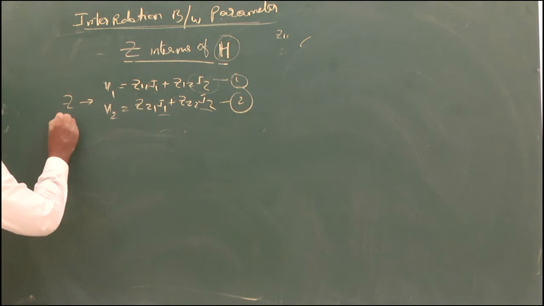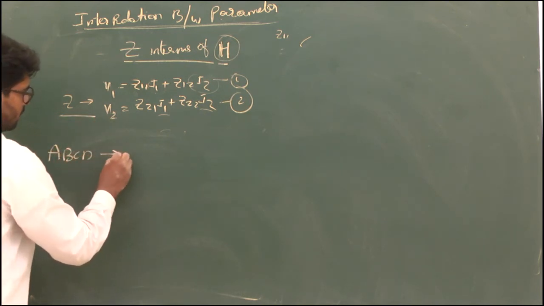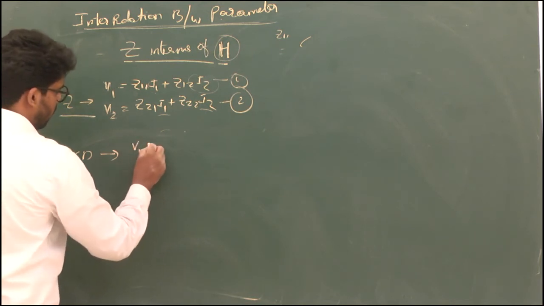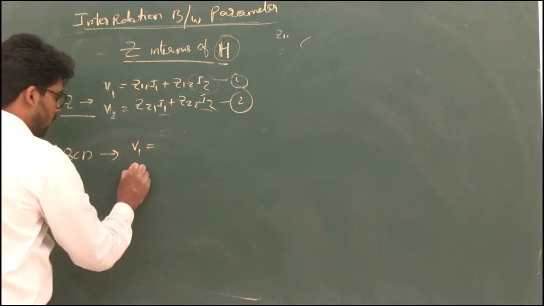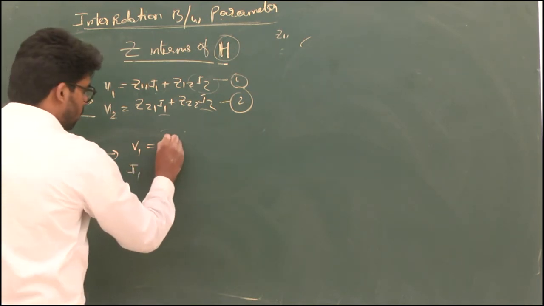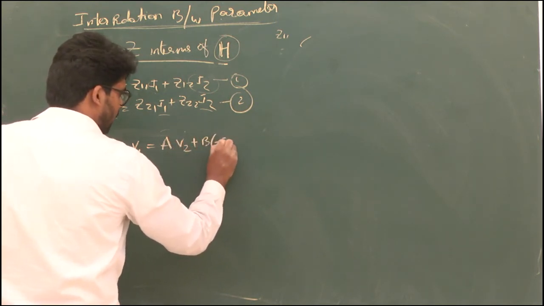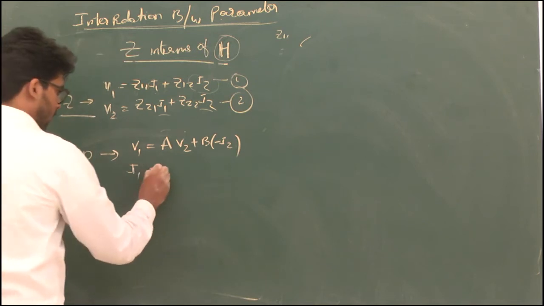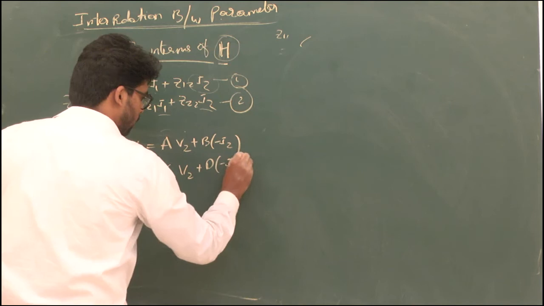Presentation of Z parameters, we have ABCD parameters as V1 equal to, what are the ABCD parameters dependent variables? V1 and I1. Okay, so V1 equal to A V2 plus B minus I2, and I1 equal to C V2 plus D minus I2.